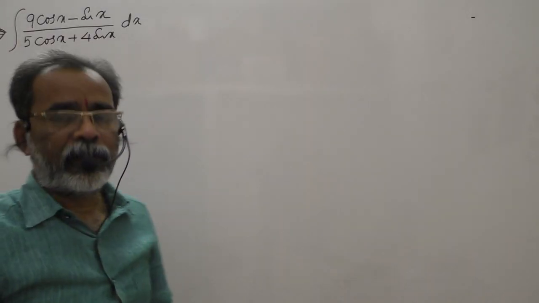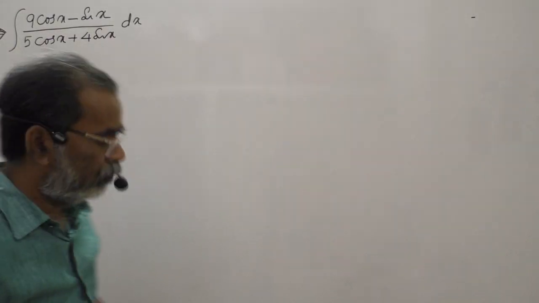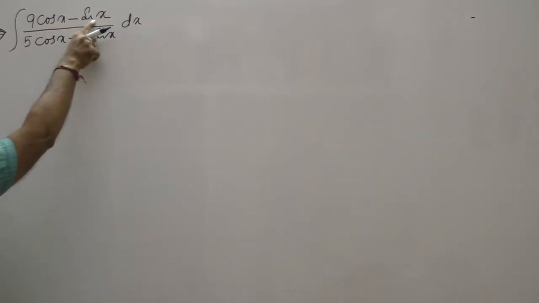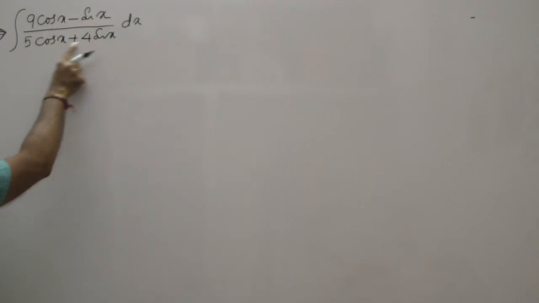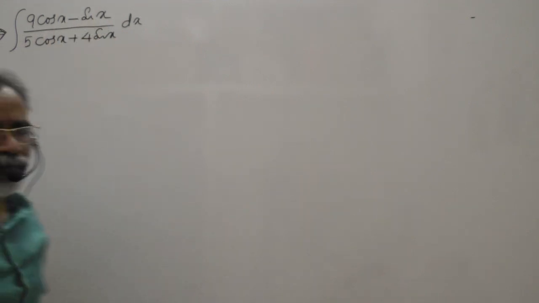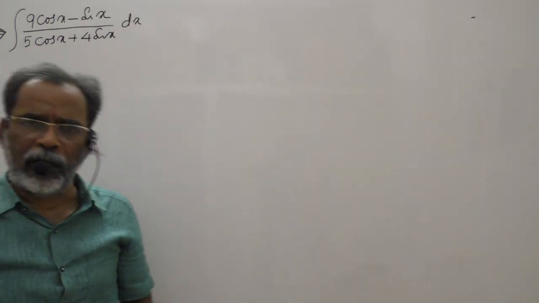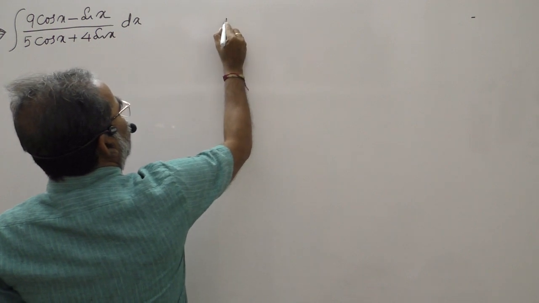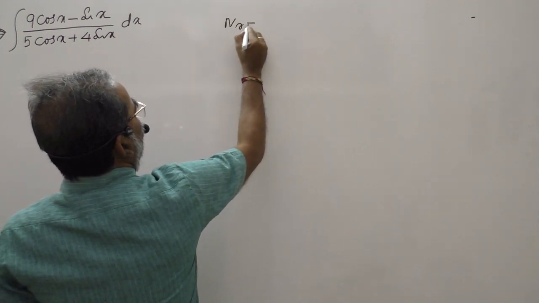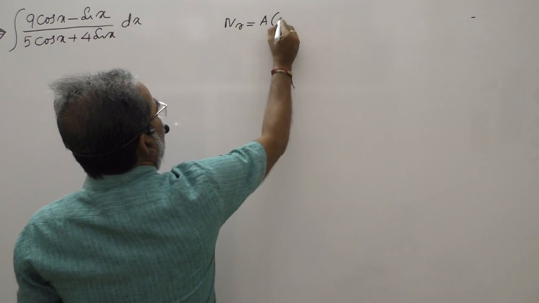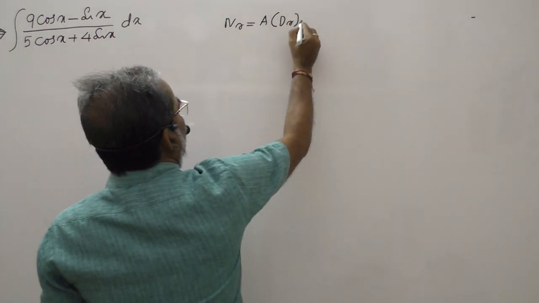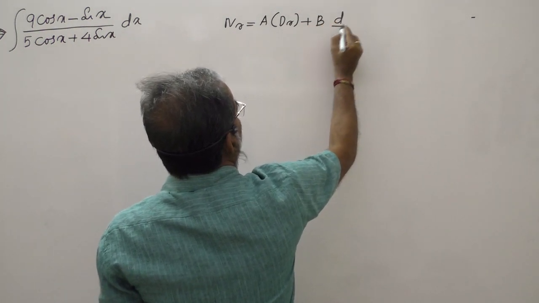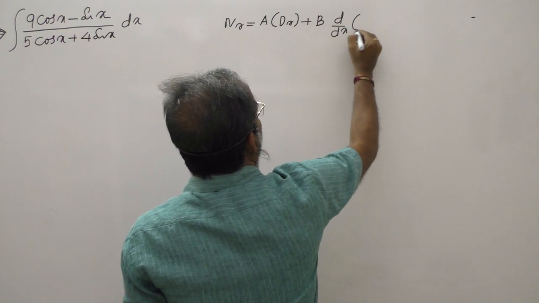Yes, we will see an example for this type 3. This is the question: integral of (9 cos x minus sin x) by (5 cos x plus 4 sin x). It is exactly in type 3. For this, what is the procedure I said? I said numerator is equal to a into denominator plus some other constant b into d by dx of denominator.